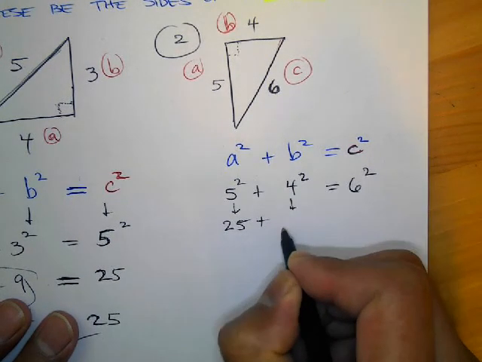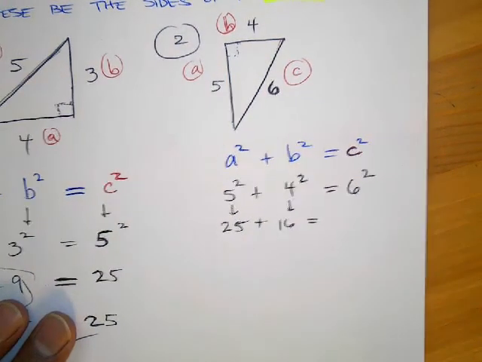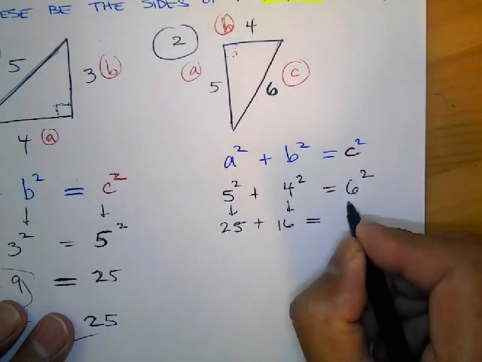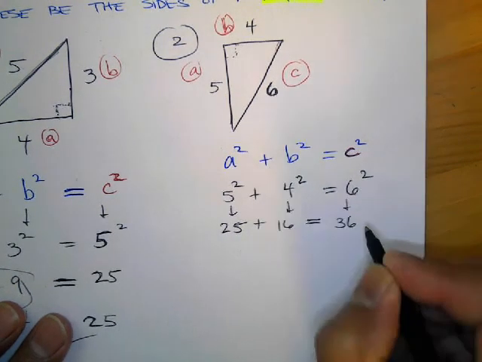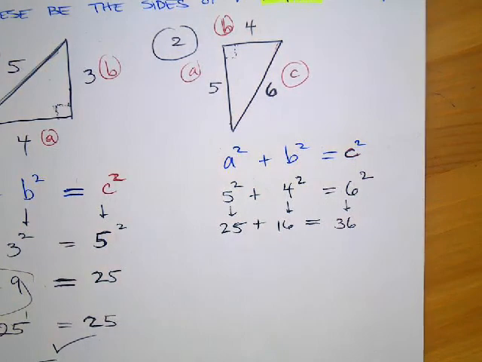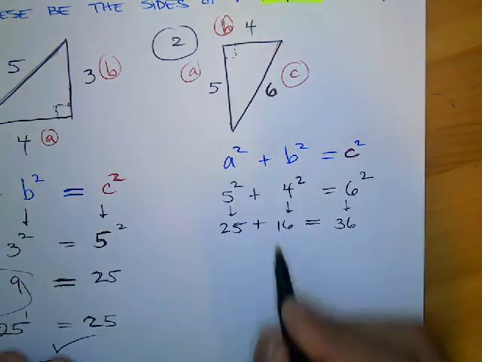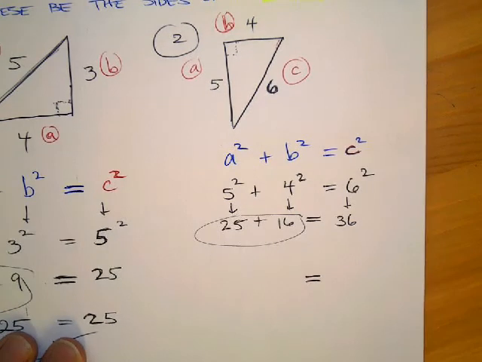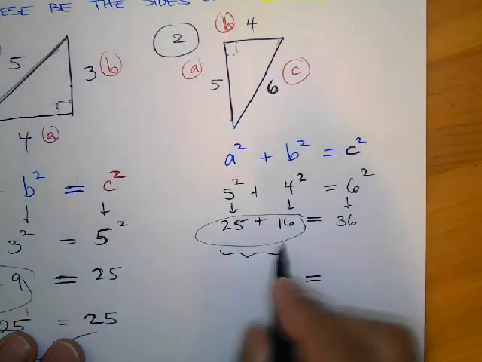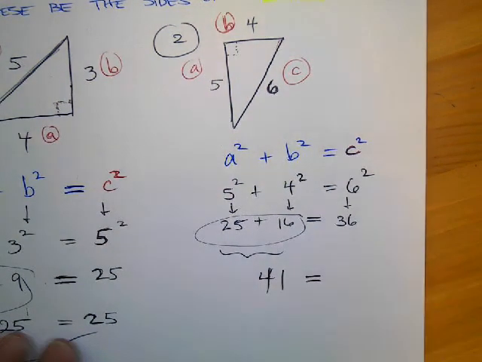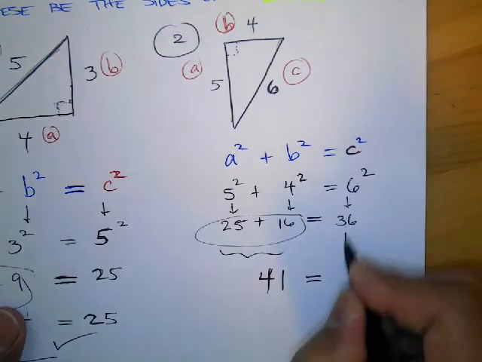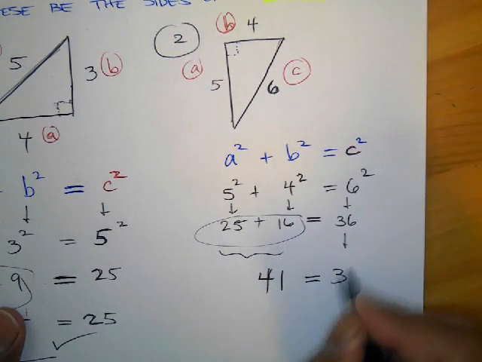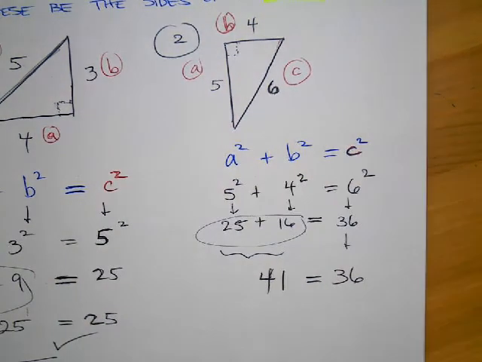Let's see. 25, right? 5 squared is 25 plus 4 squared is 16. Is that going to give me 6 squared, which is 36? Oh, is that going to give you that? Well, let's see. 25. Here's the equal sign. Don't move anything. 25 plus 16 gives me 41. And this side's just 36. Is 41 the same as 36?